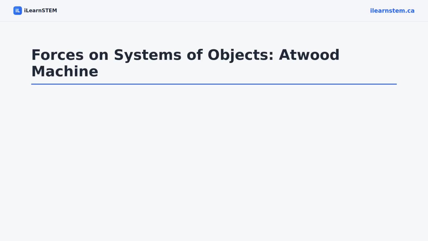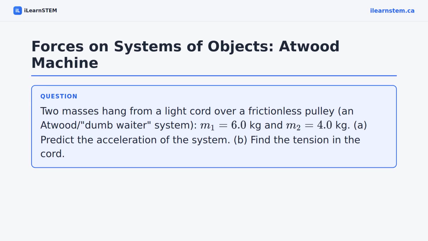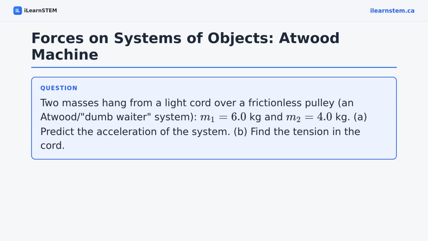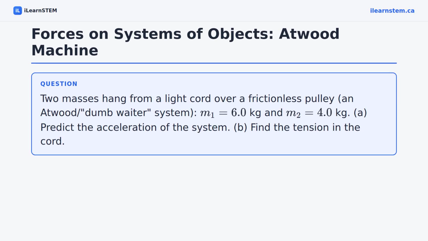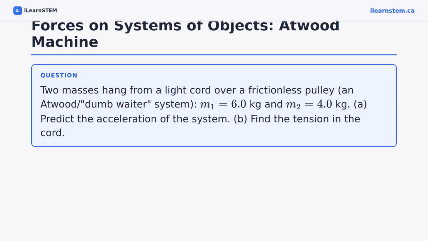We'll practice analyzing forces in a system of two masses connected by a cord over a pulley. Here's the problem. Two masses hang from a light cord over a frictionless pulley. Mass 1 is 6.0 kilograms, and mass 2 is 4.0 kilograms. Part A. Predict the acceleration of the system. Part B. Find the tension in the cord.